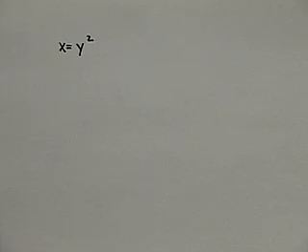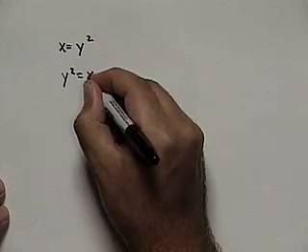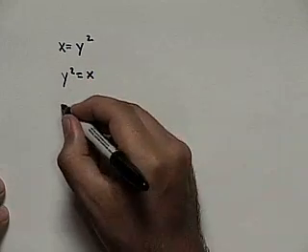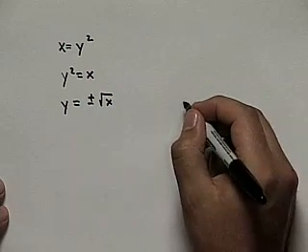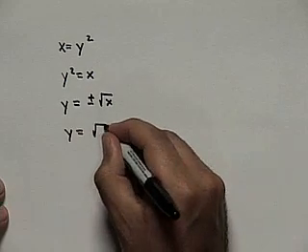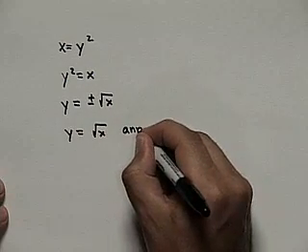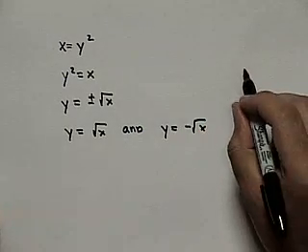The most common equation that this is seen in is x equals y squared. So here we have x equals y squared, and what we want to do is solve this equation for y. So rewriting it as y squared equals x, and then taking the square root of both sides, we get that y equals plus or minus the square root of x. And what that means is we really have two completely separate functions. We have y equals the positive root of x, and we have y equals the negative square root of x. Now these two separate functions, when combined, result in our original equation.